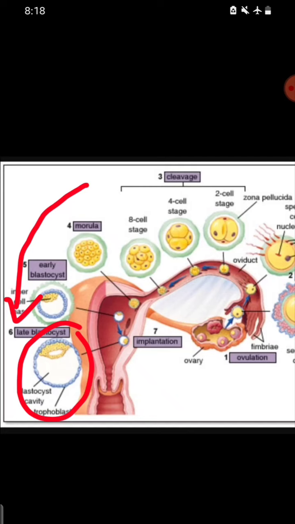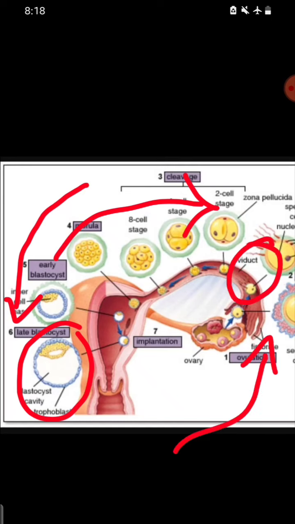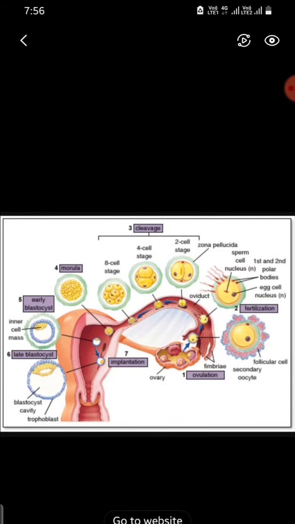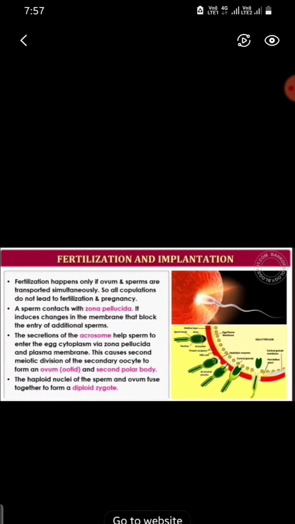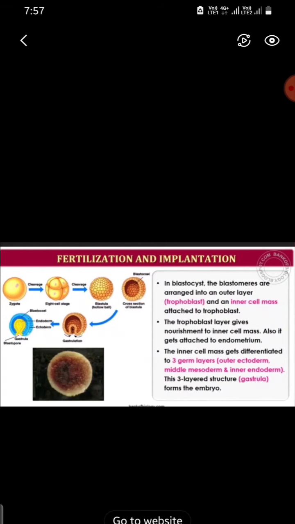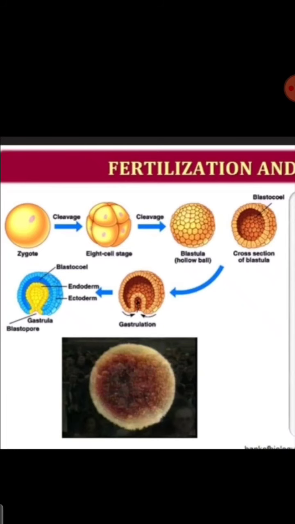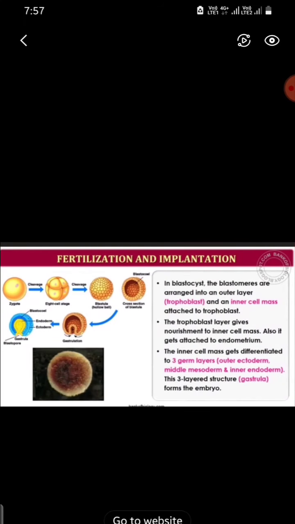Before fertilization the sperms will travel this way and the egg will travel this way. After fertilization, obviously they have to get implanted, so they will travel again towards the uterine wall, the uterus. In the blastocyst, the blastomeres are arranged into an outer layer, which we call the trophoblast. You can see here, the outer layer is the trophoblast, and the trophoblast layer gives nourishment to the inner cell mass.